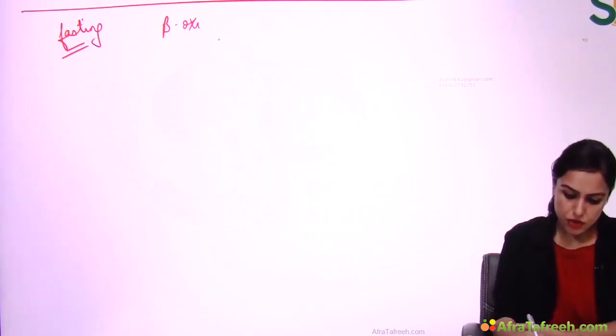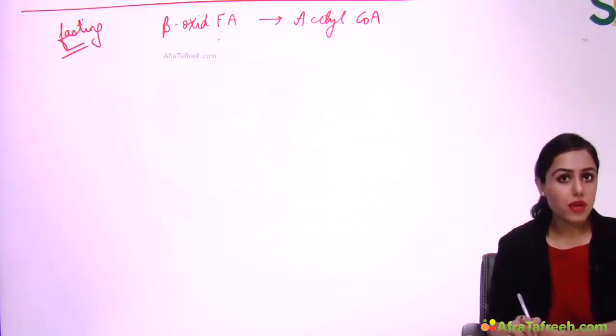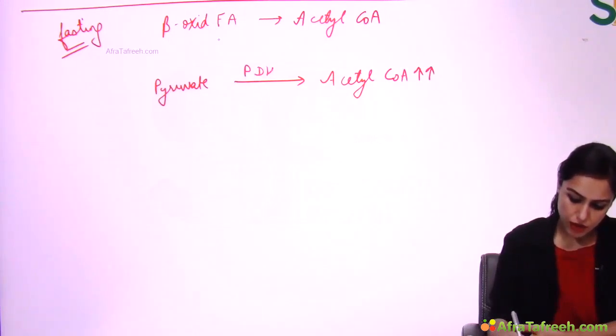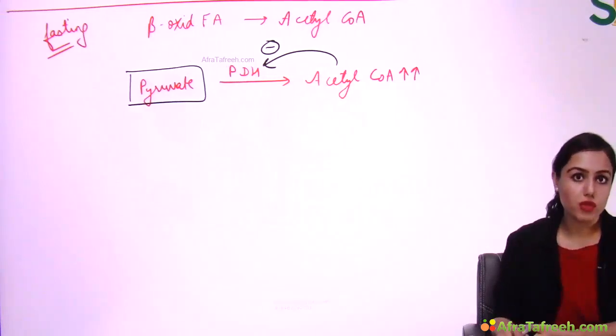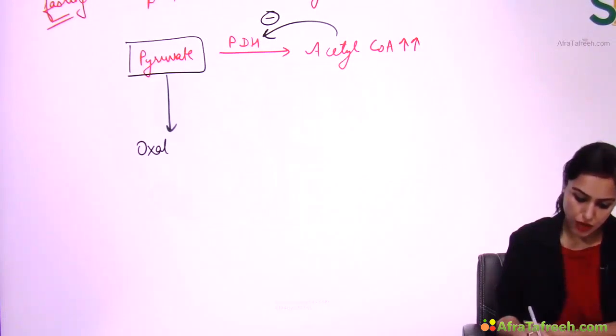But on the other hand, in case of fasting situation, you know there is beta oxidation of fatty acid occurring, and because of beta oxidation of fatty acid, there is lots of acetyl-CoA, which is the product of link reaction. So when there is lots of acetyl-CoA, this excess acetyl-CoA will itself inhibit the enzyme pyruvate dehydrogenase complex. So now this pyruvate is not used up for the formation of acetyl-CoA. So this pyruvate will be used up for the formation of oxaloacetate.